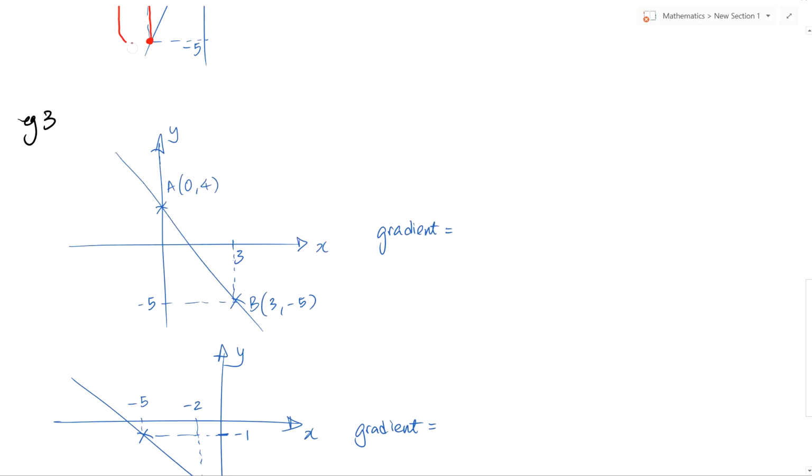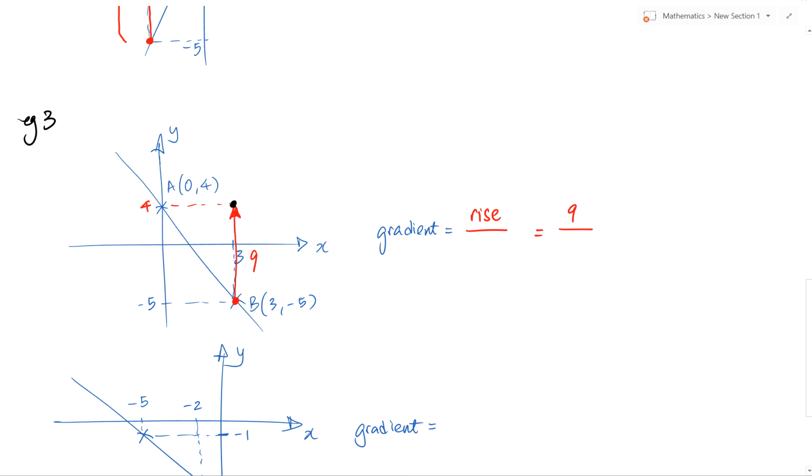Gradient is our rise over run. We always rise from the bottom. So rise all the way up to where the other point is. You see that it is from -5 to 4. That is a total of 9 units upwards. 9 over. Now we are going to run.